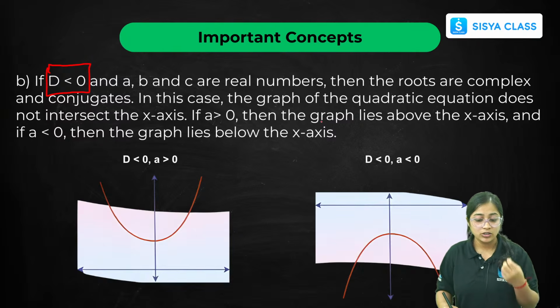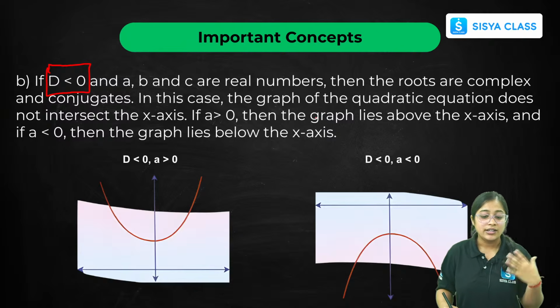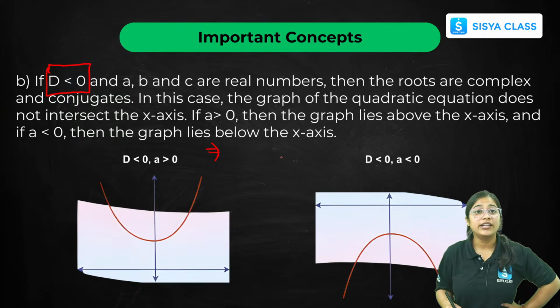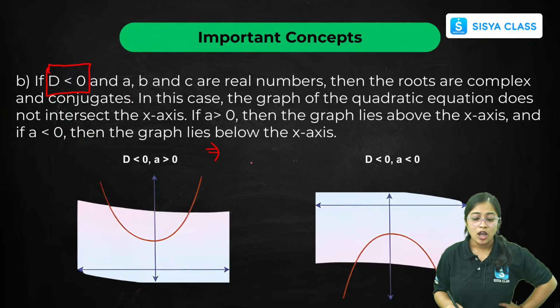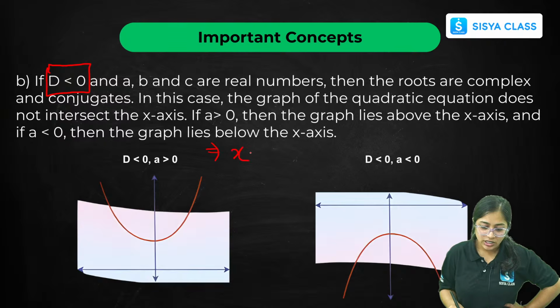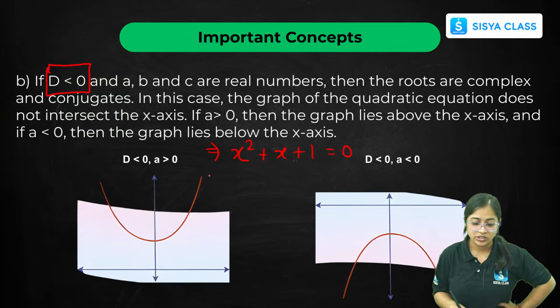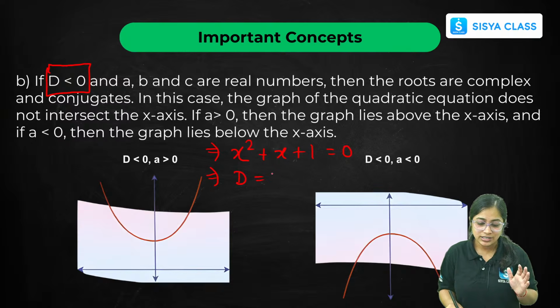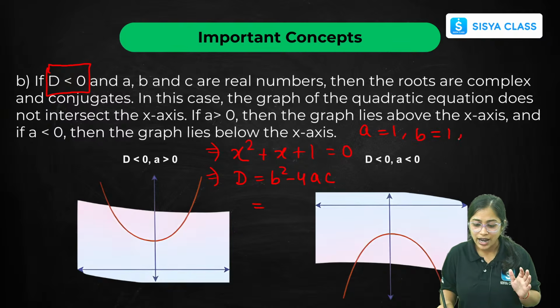So when your quadratic equation has discriminant less than 0, in that case your roots are not real, the roots are imaginary. For example, if I give you this equation, x square plus x plus 1 equal to 0, we have this quadratic equation. Now here, what is the value of D? What was D? It is b square minus 4ac, right? The value of a is 1, b is 1 and c is 1, okay?